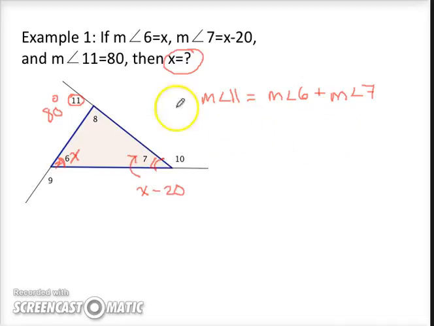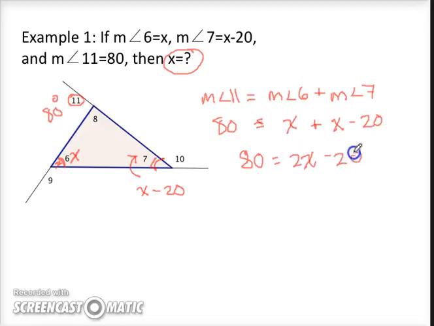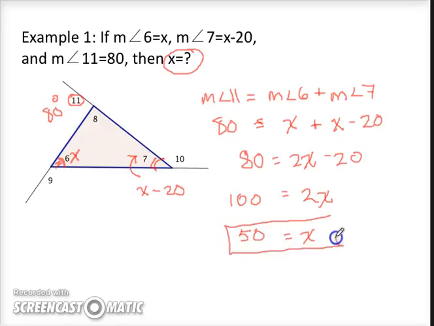So I'm going to put in values for these. The measure of angle 11 is 80. The measure of angle 6, we're told, is x. The measure of angle 7, we're told, is x minus 20. And then we can use algebra to solve for x. 80 equals 2x minus 20. Adding 20 to both sides, 100 equals 2x. Dividing both sides by 2, 50 equals x. And since we're talking about angles, we'll say 50 degrees.